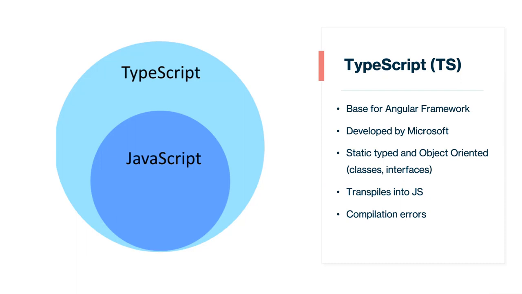So there are new features in TypeScript which make it different from JavaScript, but the syntax and the way we write TypeScript is exactly similar to JavaScript. So every JavaScript code is a TypeScript code also, and that's why Angular at the back transpiles this TypeScript code into JavaScript so that our browser can understand it.